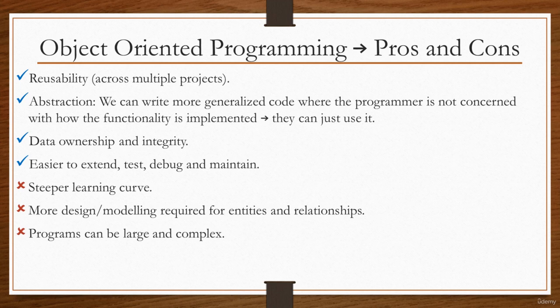There are some negatives though. For example, it is a steeper learning curve, right? We have to learn about object-oriented programming, inheritance, and all of those things. More design or modeling is required for entities and relationships. Basically, you'll do more planning and design before you actually write the code, and programs can become large and complex. You're not just passing data around, you also have to now think about relationships between data entities.